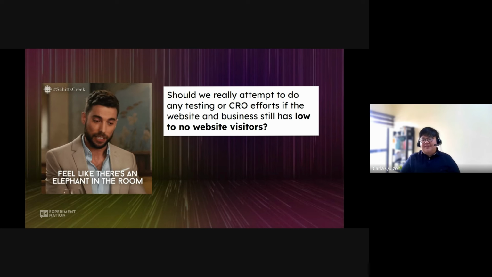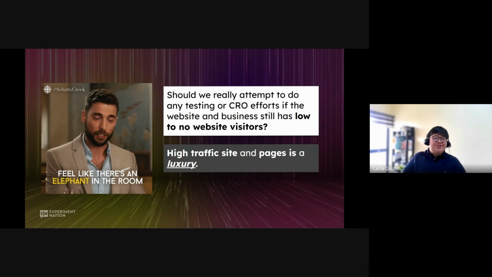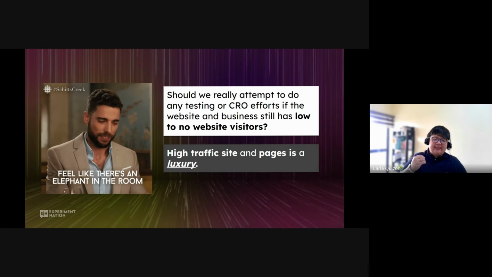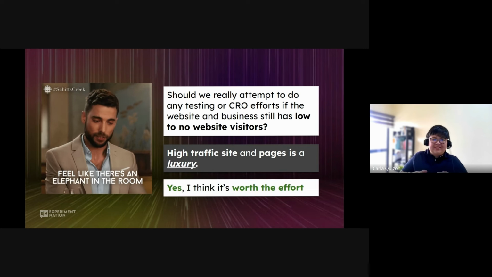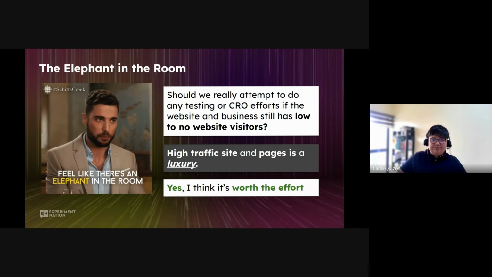I realized that working with high traffic sites and high traffic pages is such a luxury. With my roots in digital marketing, I understand how challenging it is to grow a site and how much resource needs to be put in to achieve that goal. So, yes, I think it's worth putting in the effort to try and figure out how we can make even small strides to make an impact through CRO and experimentation.